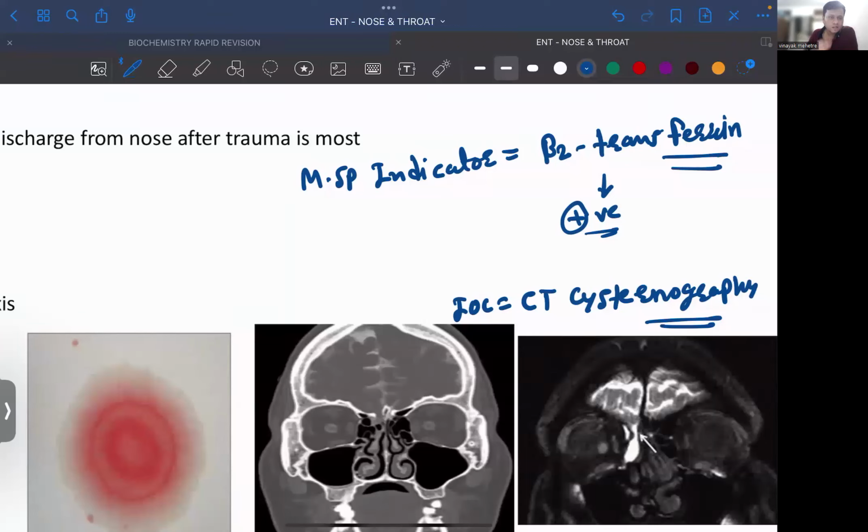The discharge which comes out of the nose does not contain beta 2 transferrin normally, but as soon as CSF is leaked in his nose, we will see beta 2 transferrin.